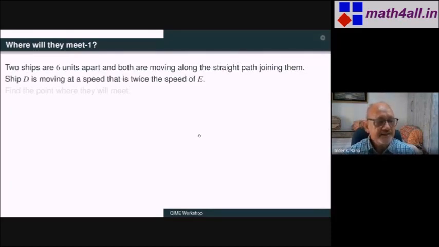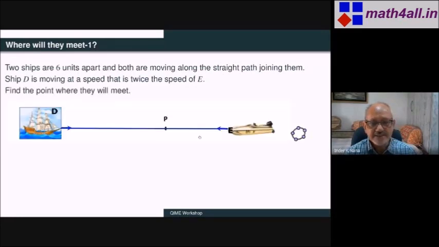The ship D is moving towards E at a speed that is twice the speed of the ship E. So there are 2 ships, one is called D, the other is called E. And they are moving along the same straight line. D is moving at a speed that is twice the speed of E. So here is the picture, and we want to find the point where they will meet. Here is D, here is E. They are moving along this straight line, and we want to know where they will meet.